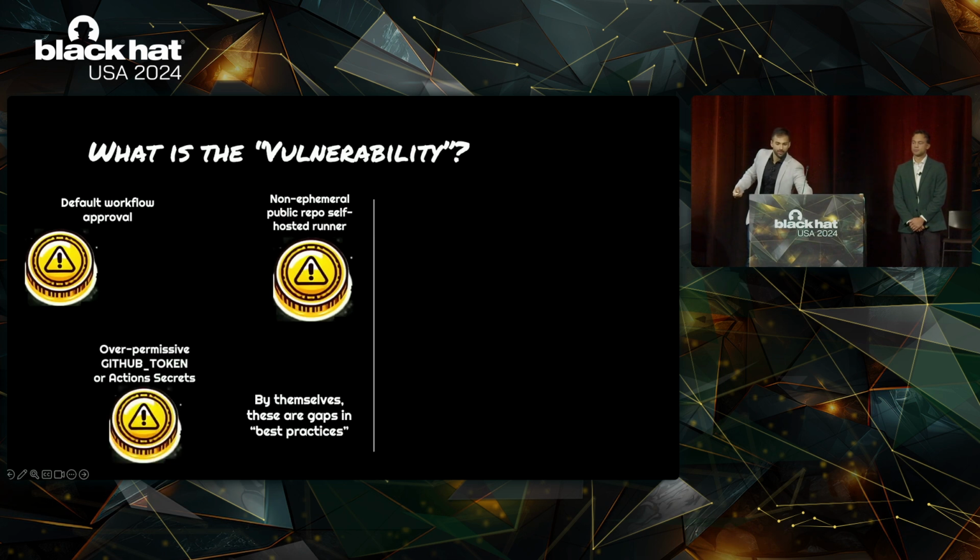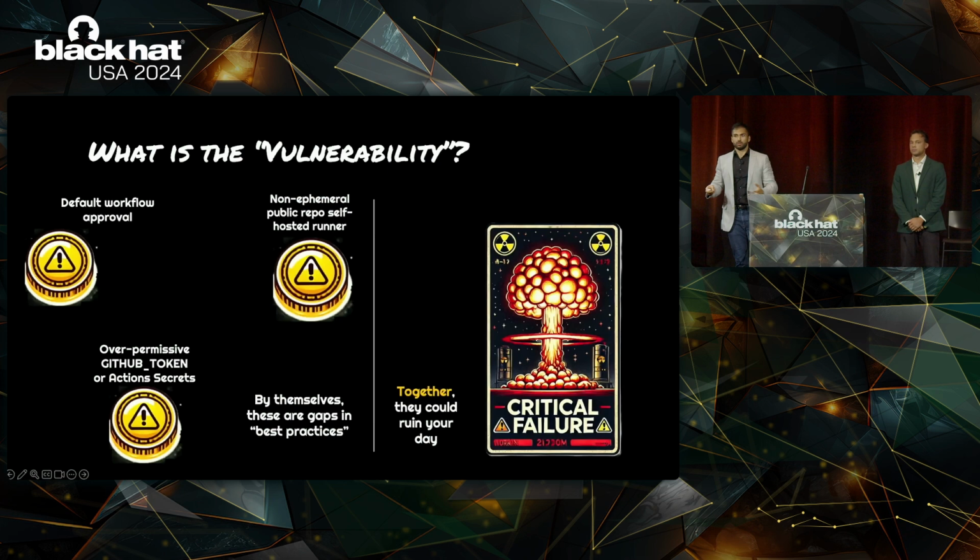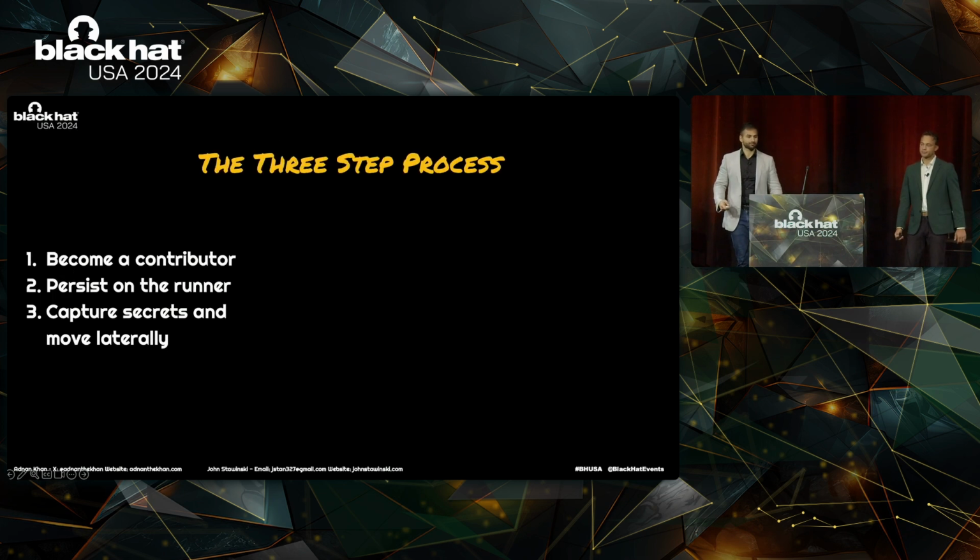The final step here is that subsequent workflows that also use the self-hosted runner have either an over-permissive GitHub token or use GitHub Actions workflow secrets that have access to other resources where you can move laterally to. When all of these things come together, you can have a major incident that will ruin your day.